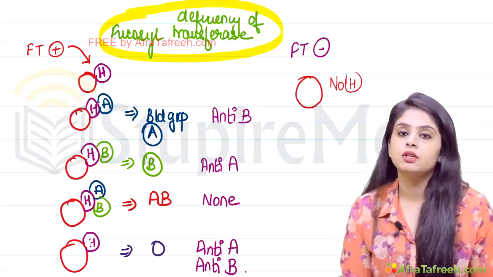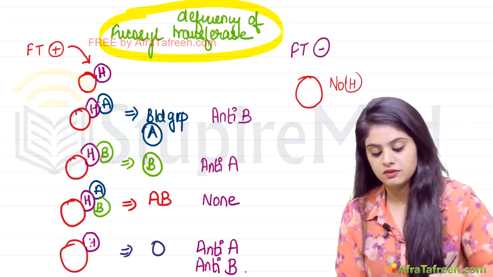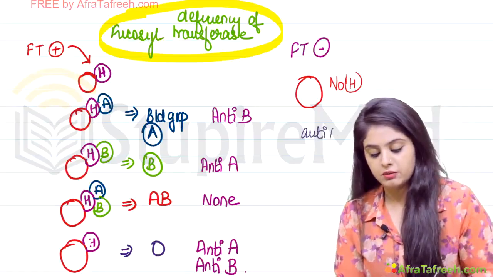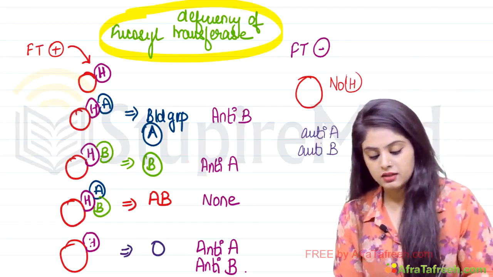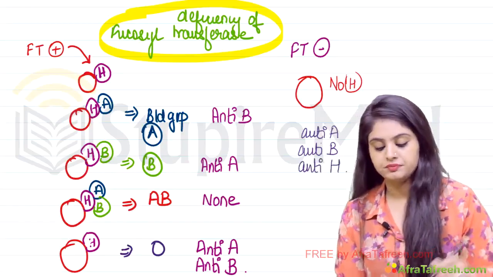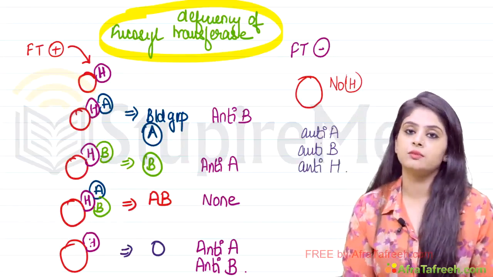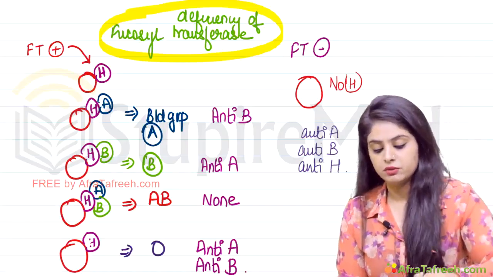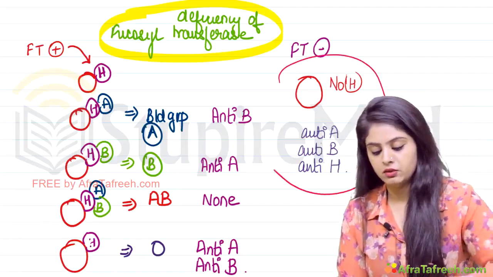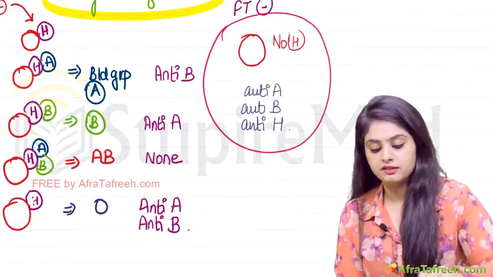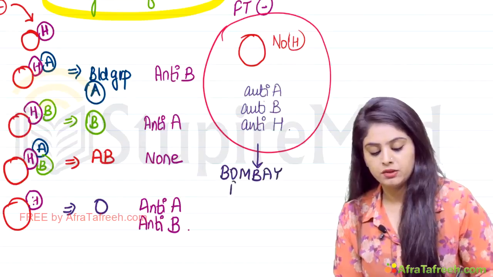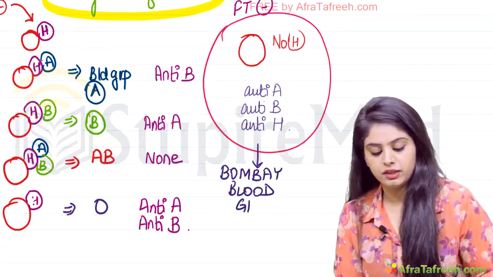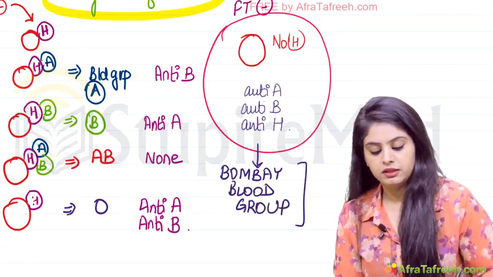So what will it convert into? No H antigen. This type of a patient will then have every type of antibody. Anti-A, anti-B, obviously anti-AB because both antigens are absent, and also anti-H. Why? Because the H antigen is also absent. This type of a blood group, students remember, is the rarest of rare blood groups, known as the Bombay blood group. Because it was first discovered in Bombay, that is why it is known as Bombay blood group.